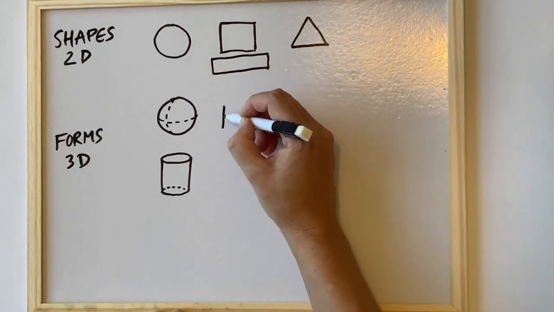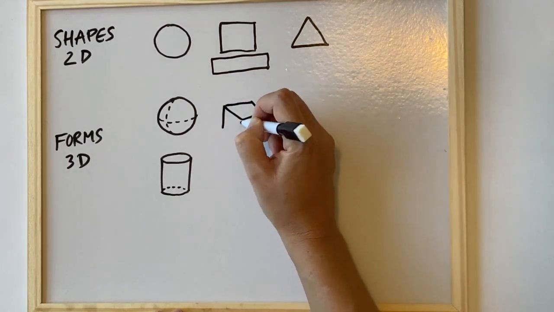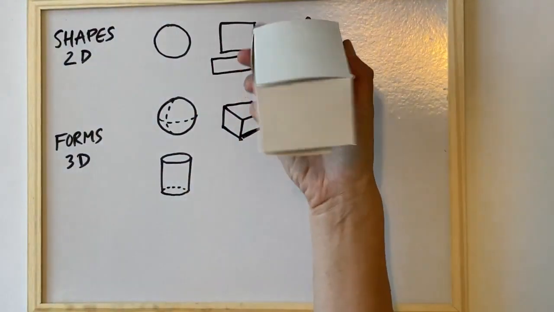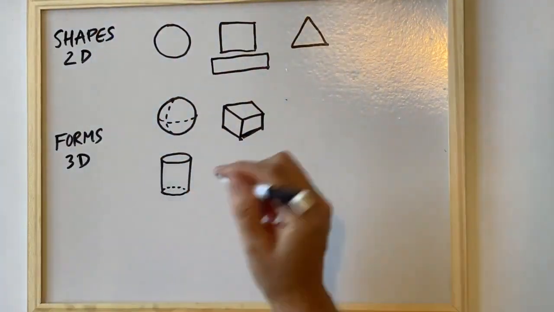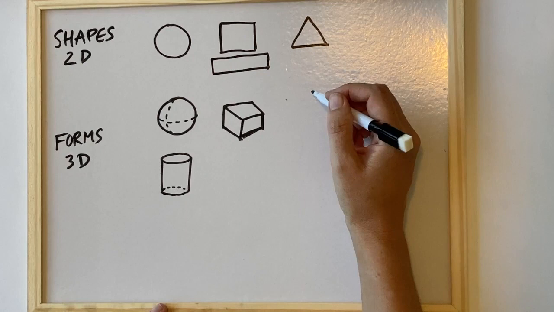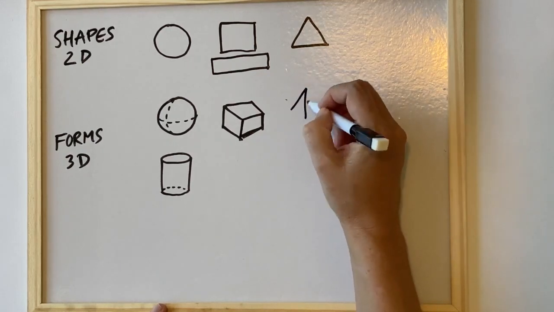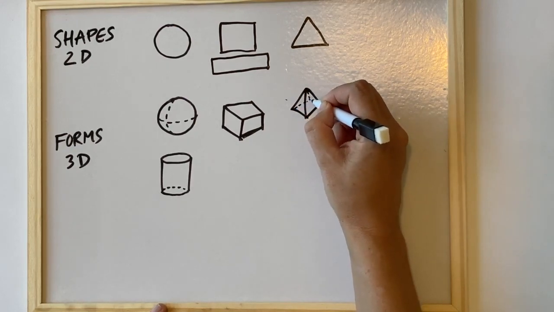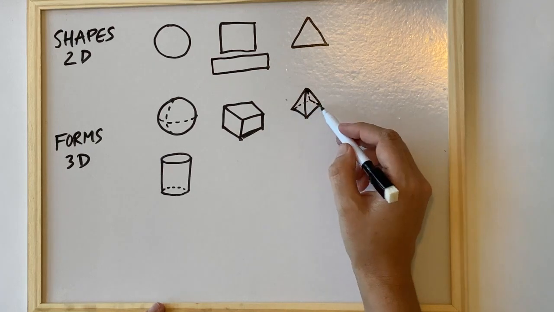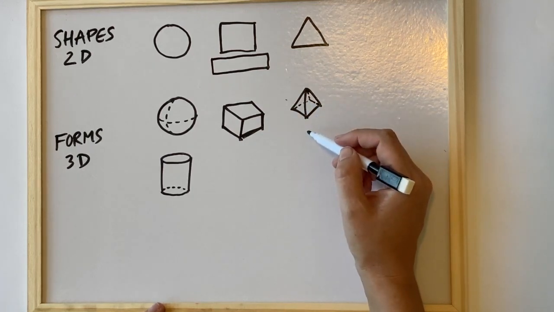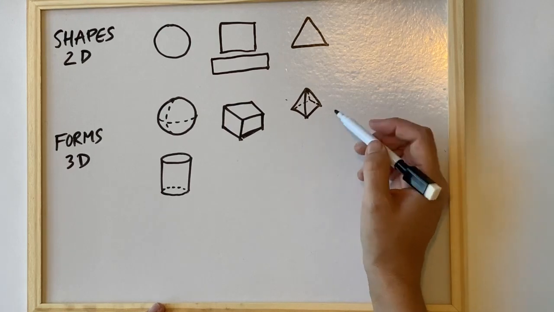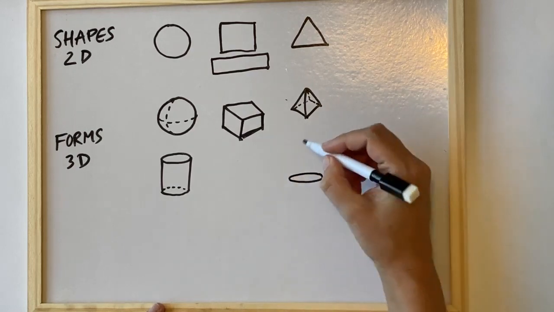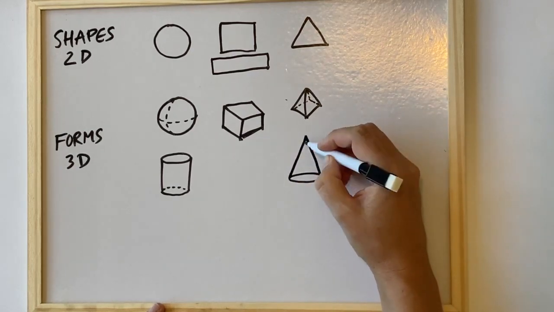Rectangles become boxes. Like this. And triangles become different things, including a pyramid. This pyramid has a square on the bottom, but it could also be a triangle on the bottom or a different shape. Or if you have a circle on the bottom, but then a triangle on top, you get a cone.